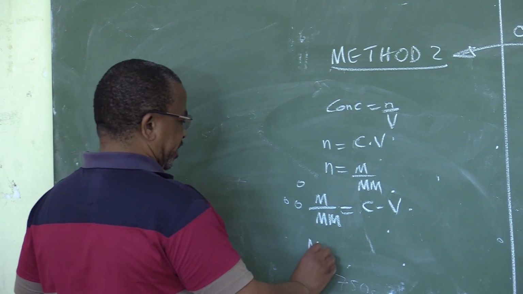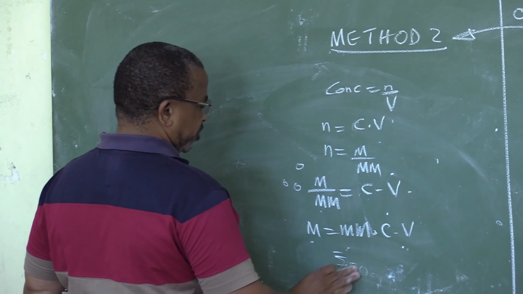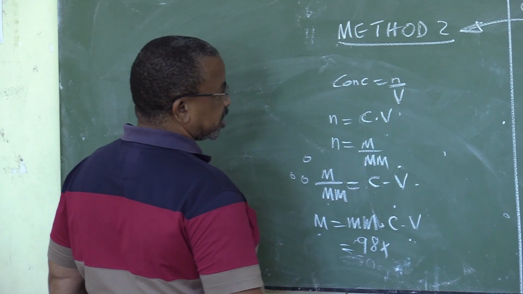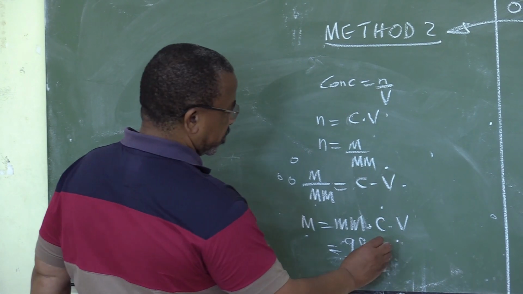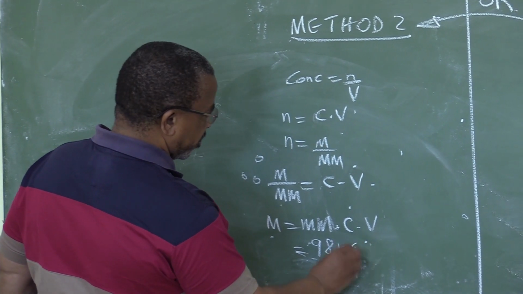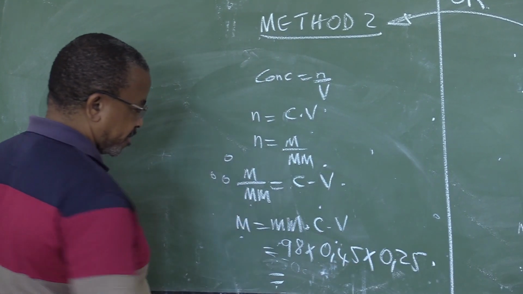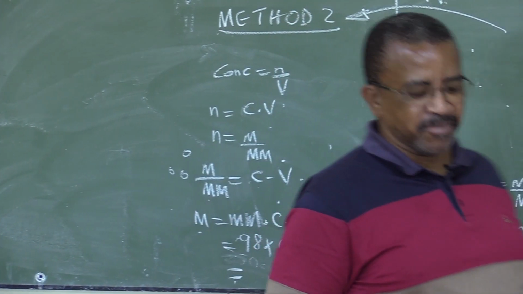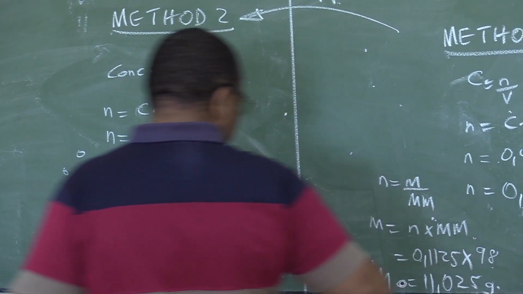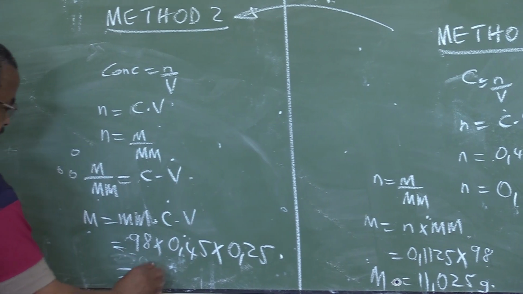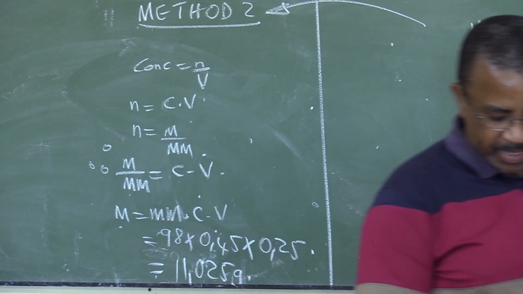Then you come back and ask, what is mass? Mass is molar mass times C times V. Molar mass is 98, concentration is 0.45, volume is 0.25. Now we calculate and get 11.025 grams.